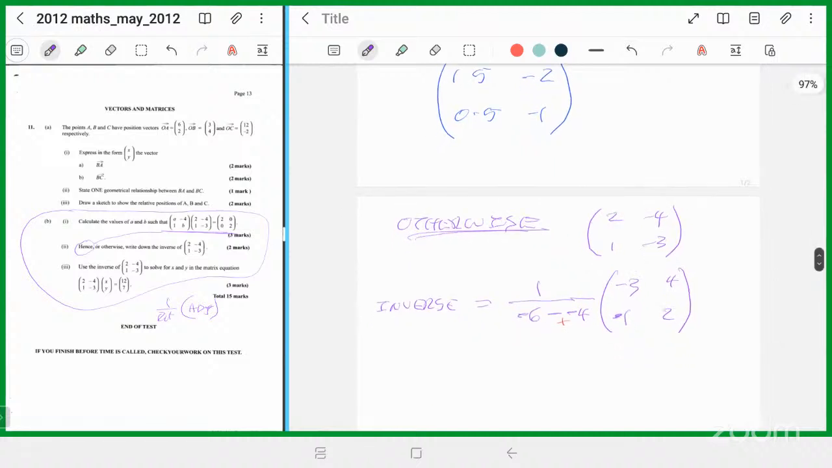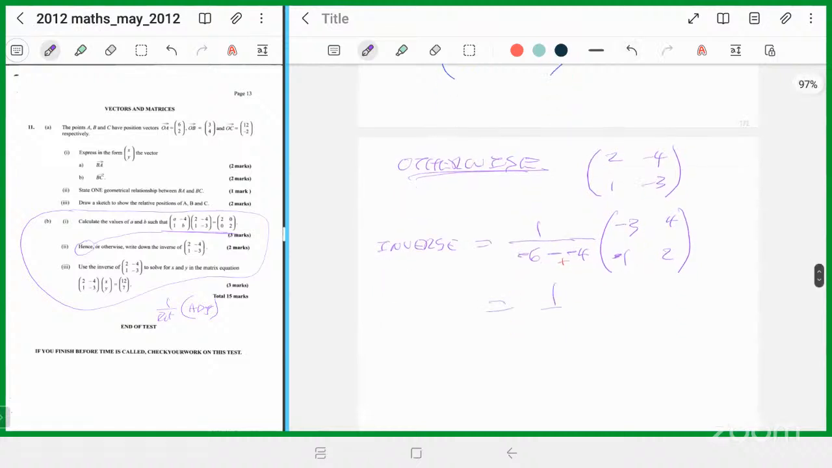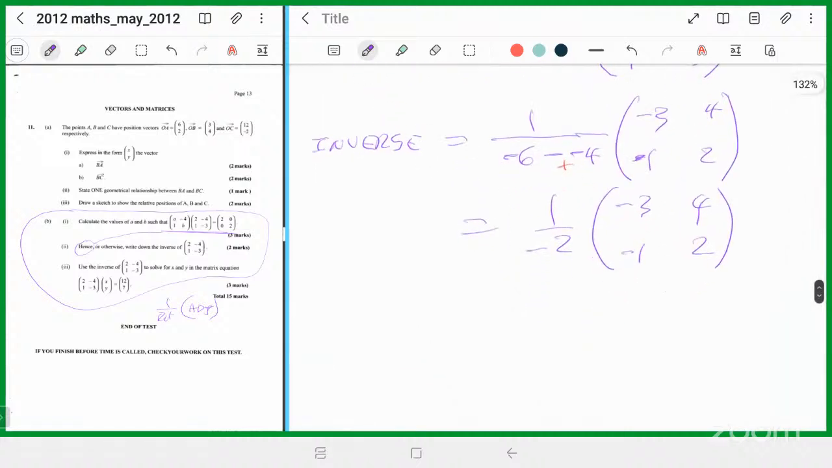Now this becomes -6 plus 4, which is -2. So this actually works out to 1 over -2 times -3, 4, -1, 2. And they're ready now. Dividing this -3 by this -2 becomes a positive 3 over 2, or a positive 1.5. Divide this 4 by this -2 becomes a -2. Divide this -1 by this -2 becomes a positive 0.5 because the negatives cancel. And then this 2 divided by this -2 becomes a -1.